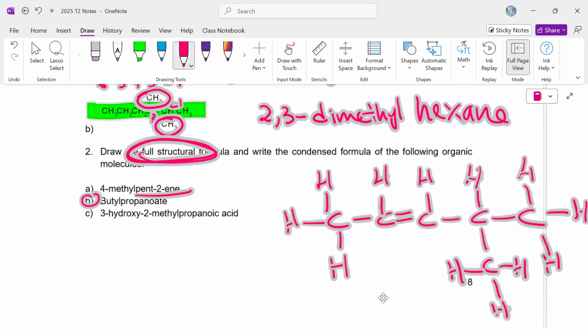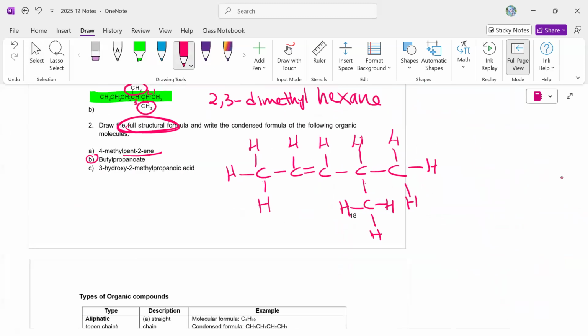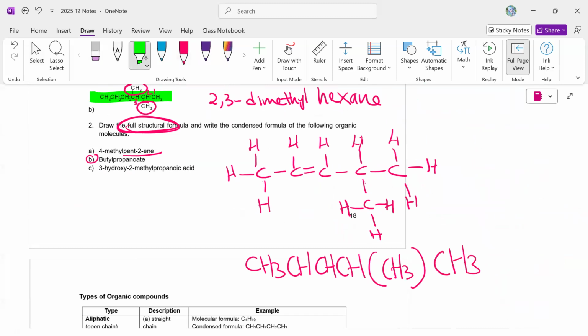Now, write the condensed formula. What you see is what you write. So I see a CH3 first. Then I see a CH, then a CH, and I see another CH3 hanging there. So I can put CH bracket CH3 if I want. Then I see a CH3, so I put that there. So that bracket is for this one.